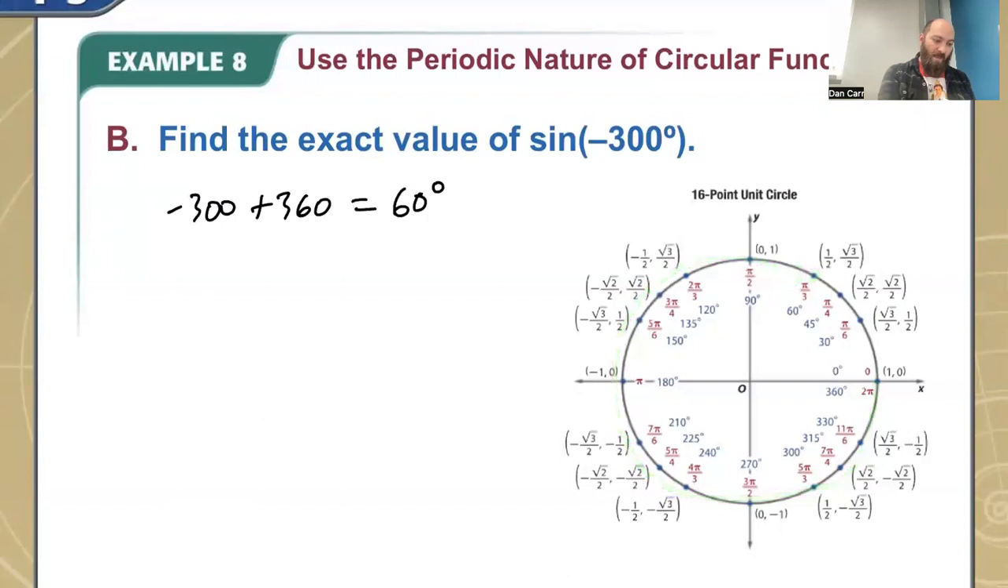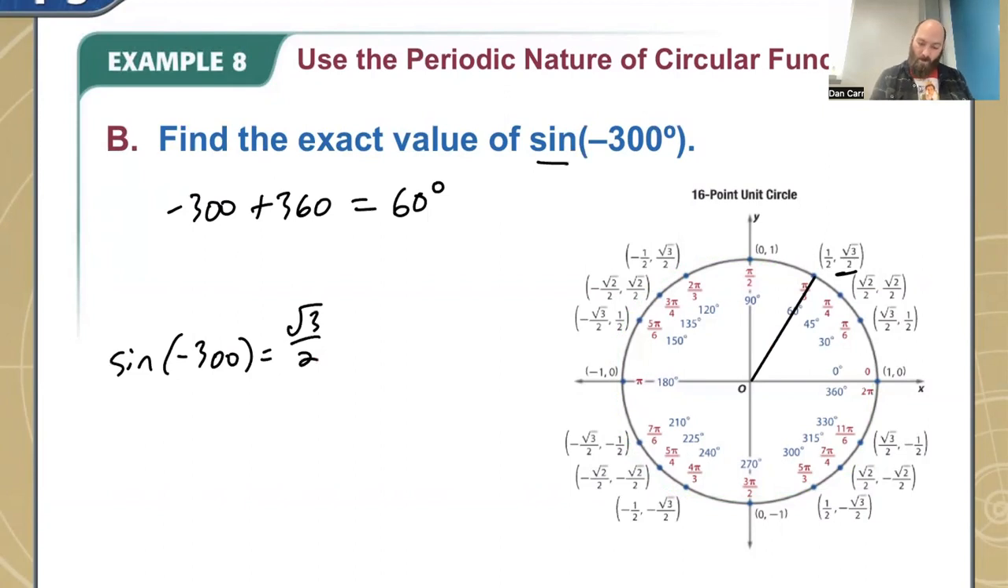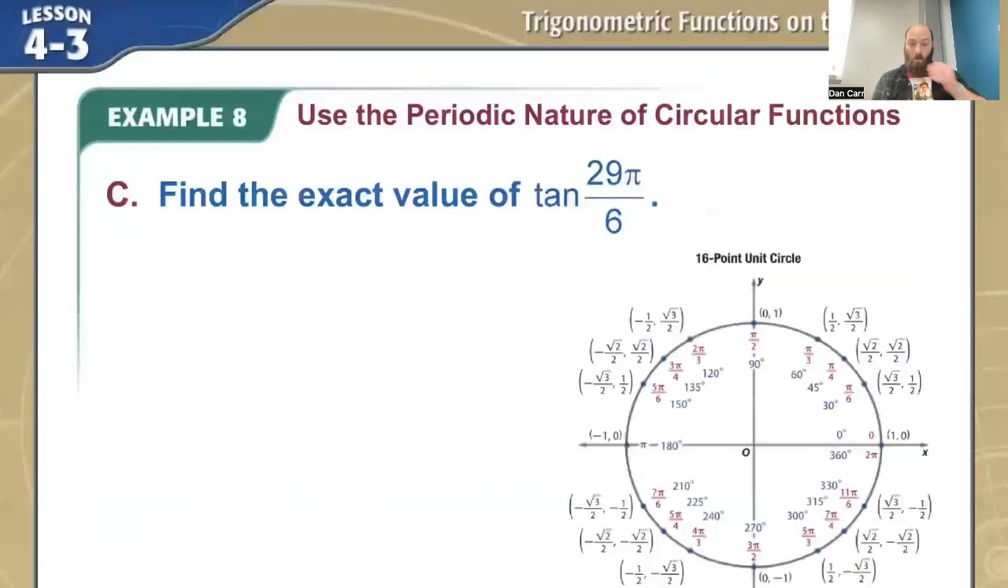So if I'm going in that spot, this is going to be my reference spot here. I want to find the sine of that. And the sine is going to be the y value here. So the sine of negative 300 is equal to the square root of 3 over 2. Okay. And we've got one more we'll do here.